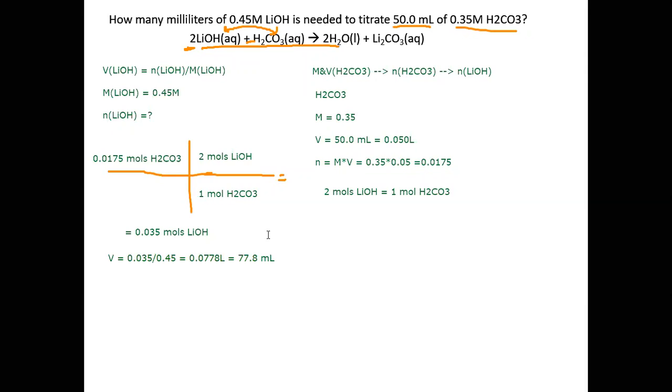Very important in the next series of chapters we're going to cover, that you always make sure everything's in the right units that it wants. And so it would take 77.8 milliliters of a 0.45 molar solution of lithium hydroxide to completely neutralize all the moles of acid in 50 milliliters of 0.35 molar carbonic acid solution.